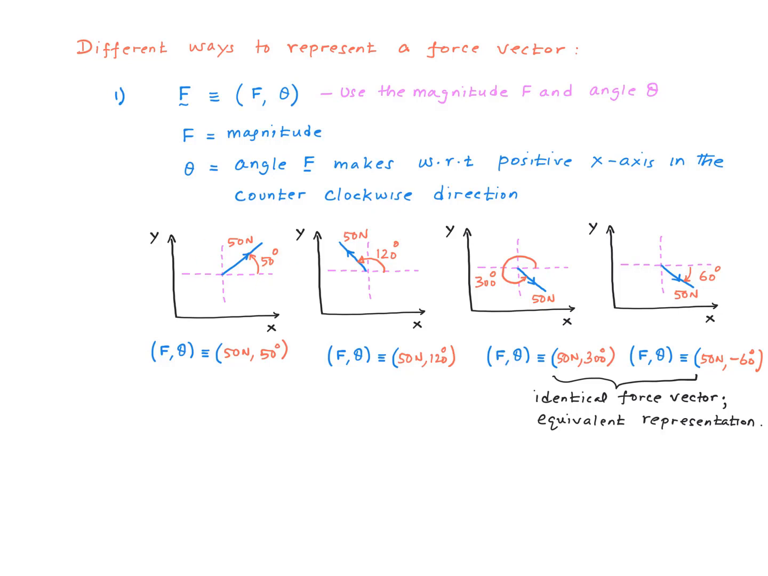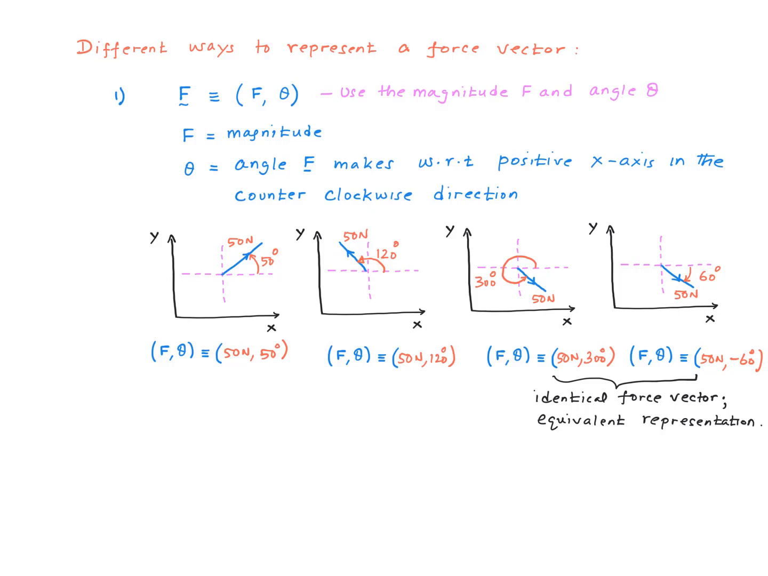So this force vector can be uniquely represented like this. The magnitude is 50 Newton and the angle is 50 degrees. As long as you measure this in the standard way, you don't have to say how you measured this angle, because it's implied that you have measured it from the positive x-axis in the counterclockwise direction. So now you can see if I have a force like this, the magnitude is 50 Newton.